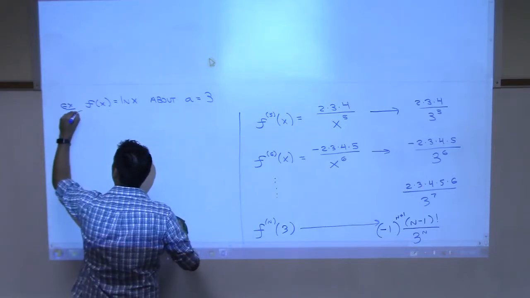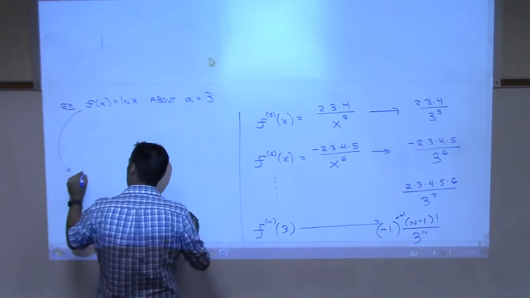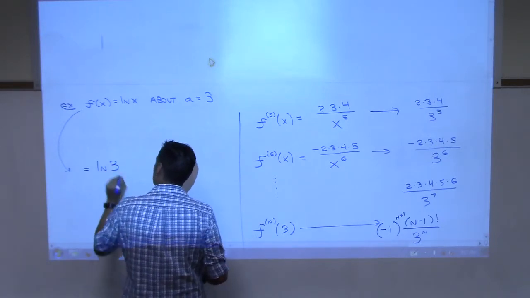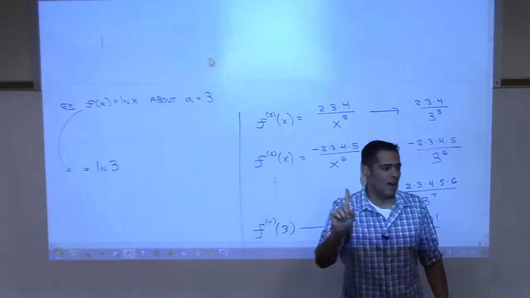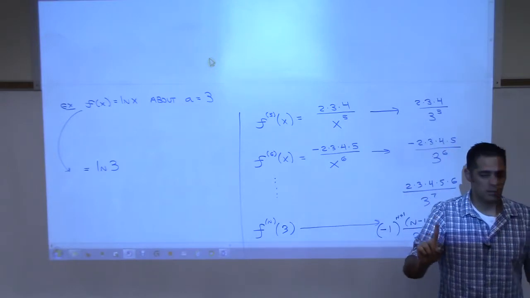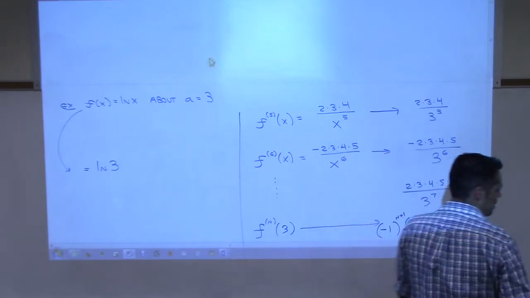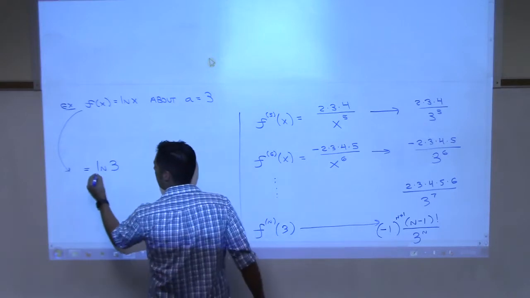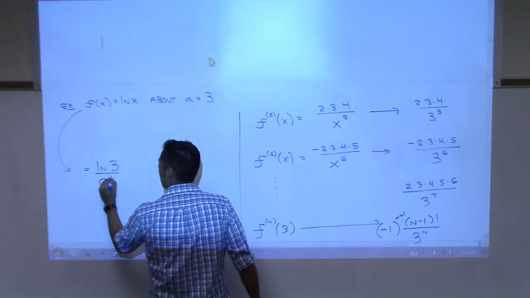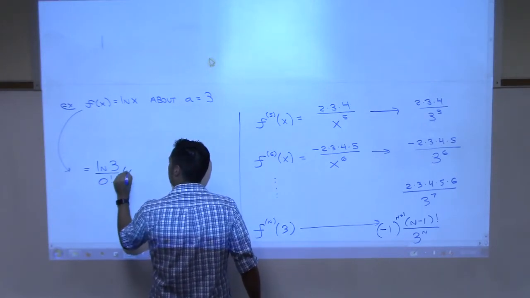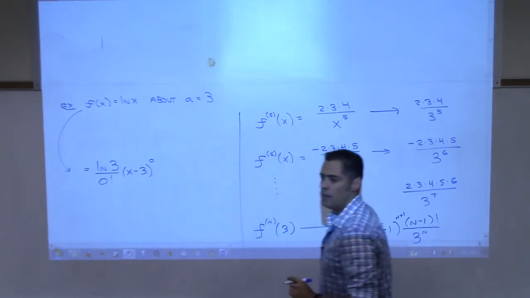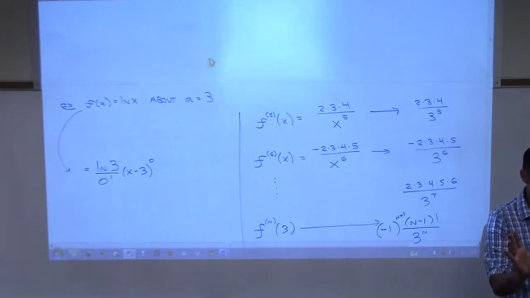Okay, this function should be equal to natural log 3. That was that first piece that we could not find the formula for, right? Well, are we done with that? I don't know. Are we? Remember what these were. It's natural log 3 over 0 factorial times x minus 3 to the 0, right? That's what that first piece should look like.